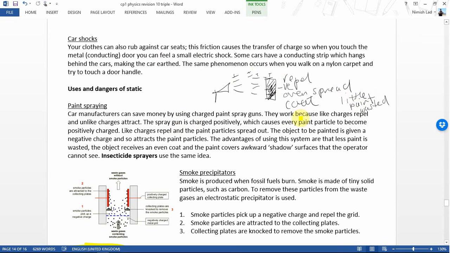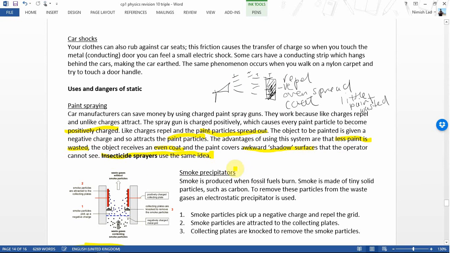Okay, so remember, like charge is repelled, unlike charge is attracted. The spray gun is positively charged, which causes every paint particle to become positively charged. Like charge is repelled, so the paint particles spread out. The object being painted is given a negative charge that attracts the paint particles. The advantage is that less paint is wasted. The object receives an even coat. And also you can cover awkward shadows. If there's a curved surface that you're painting, the paint will get into those curved surfaces because of the attraction. Insecticide sprays use exactly that same idea.